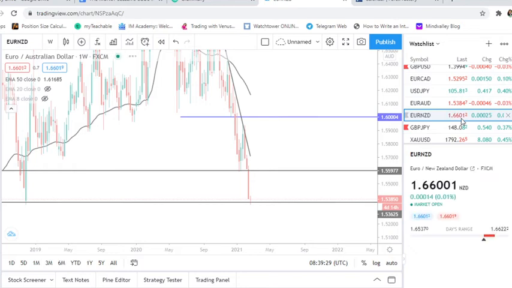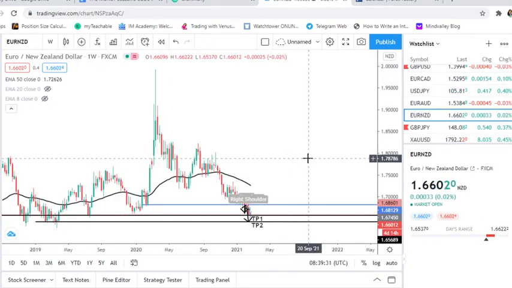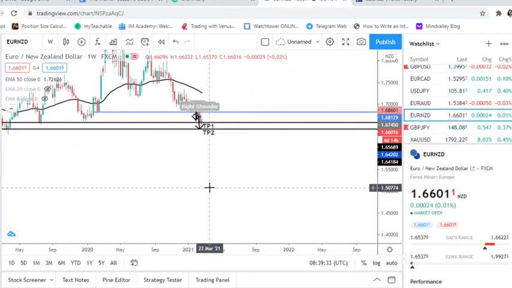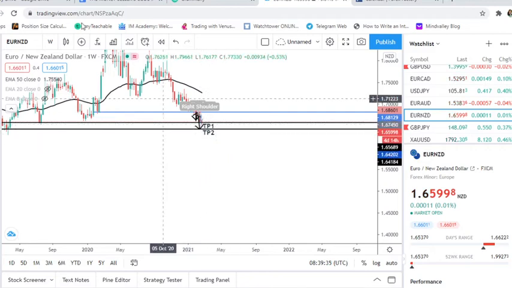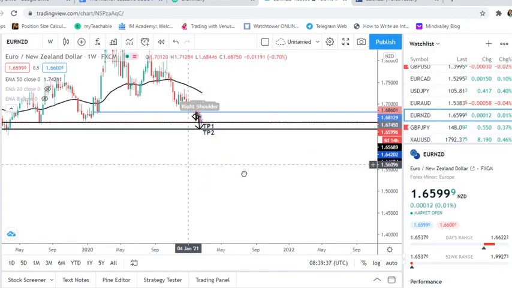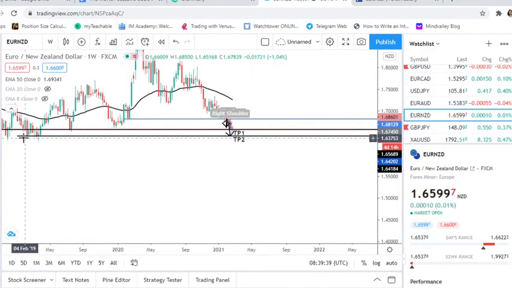Okay, then we have Euro NZD. Euro NZD, we were taking some sell on it last week. It has got to the area where we identify as our support, and we expect that it is likely going to get to this point, the area where we identify as our first take profit, sorry. So somewhere around this area was where we expected it to get to. This was, I think, about 2 weeks ago from this area.